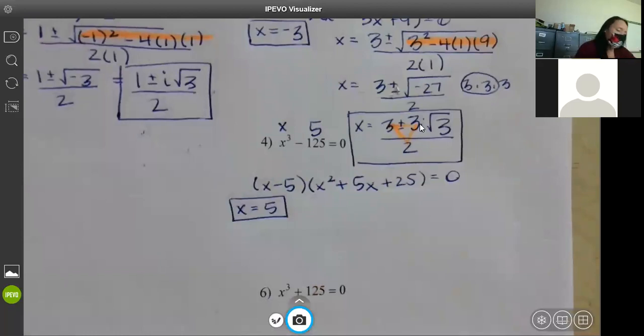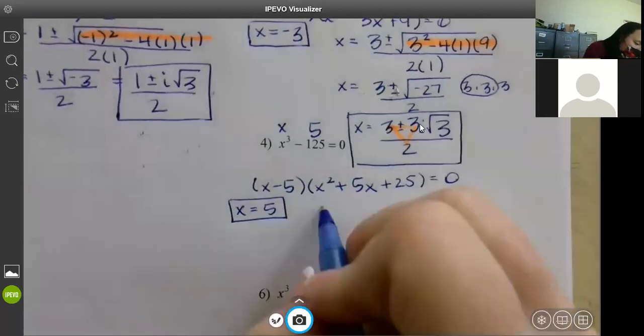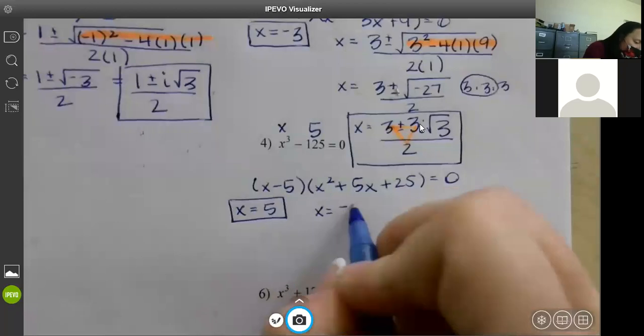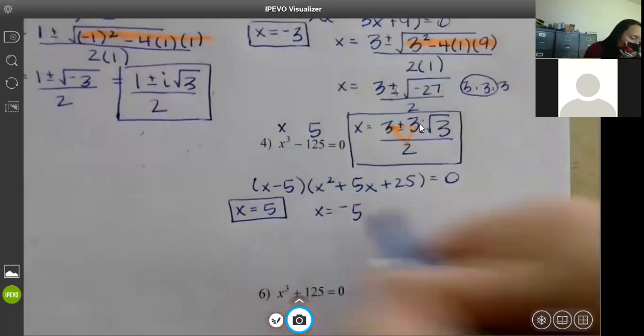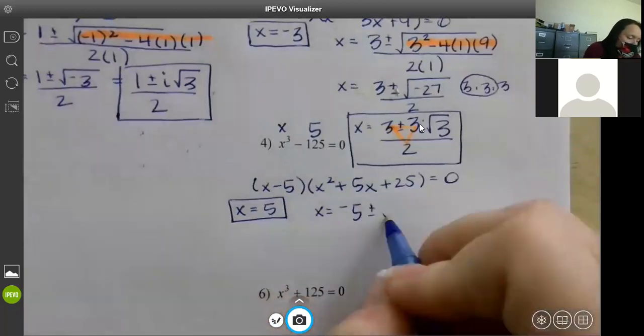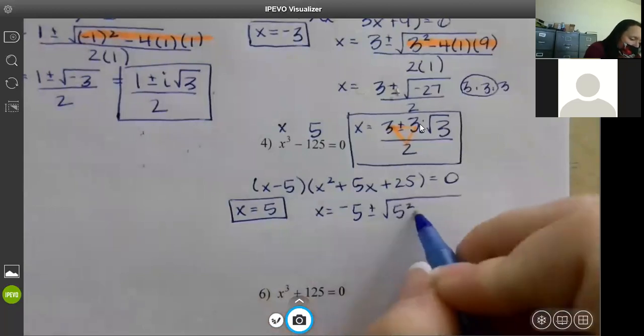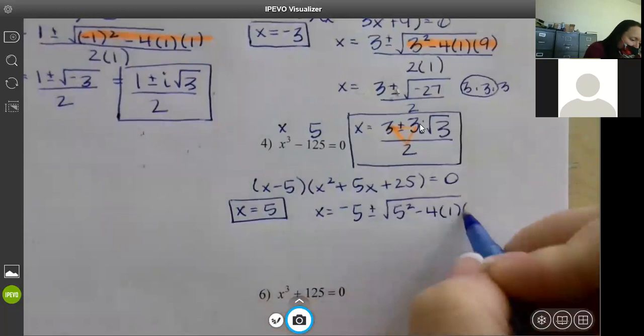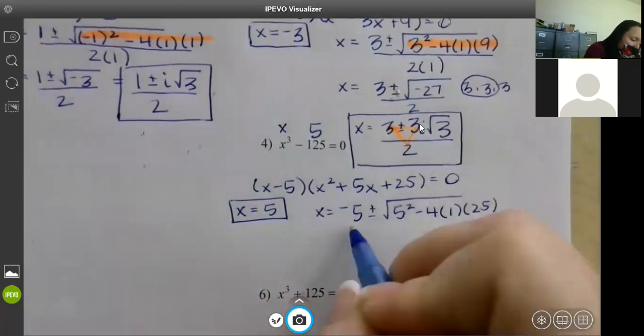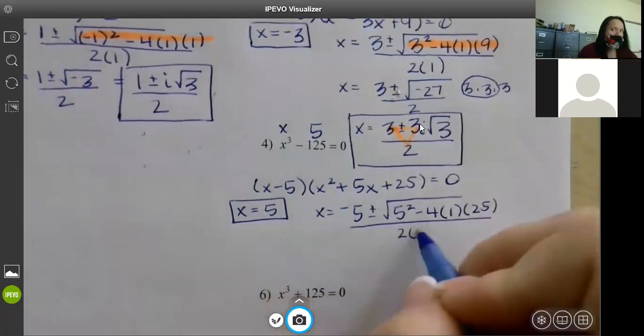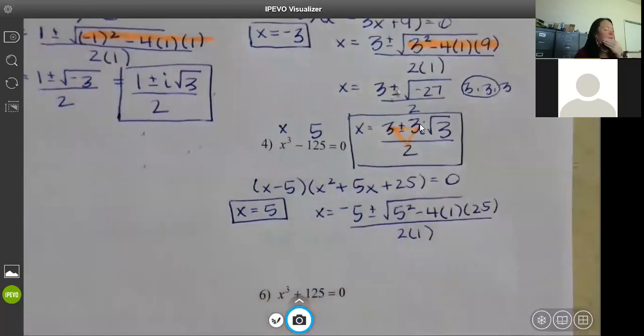The second one, you have to use the quadratic formula. X equals negative b, which will be negative 5, plus or minus the big fat square root of b squared minus 4 times a times c, all over 2 times a. I didn't write out your a, b, and c because at this point you should know what that is. A was 1, b was 5, and c was 25.